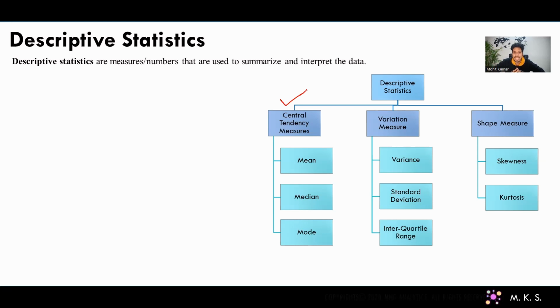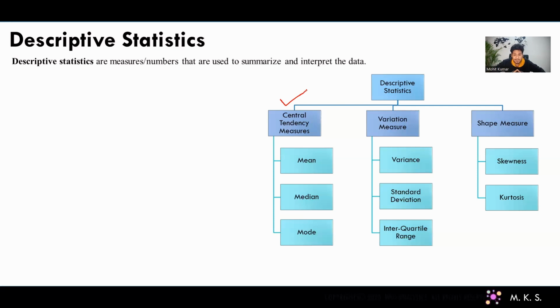Then we have the second type of measures which we use in descriptive statistics, that is variation measure, where we are looking at how far the values are spread from the mean in our variable. For that, we use standard deviation, variance, interquartile range, or range itself, right? We will discuss all of these measures one by one, guys, in detail.